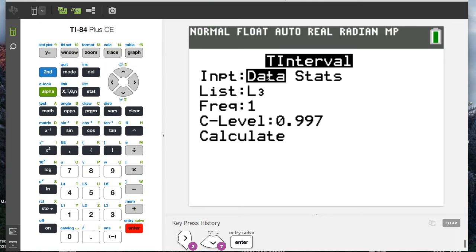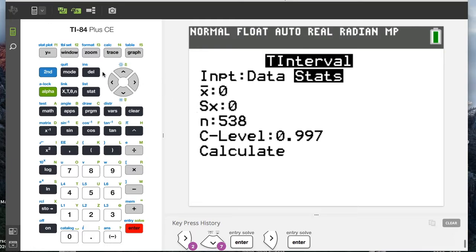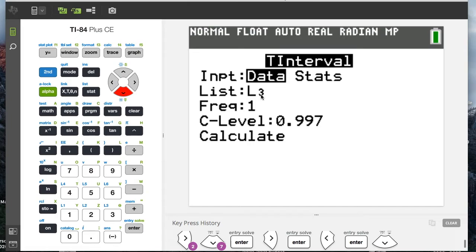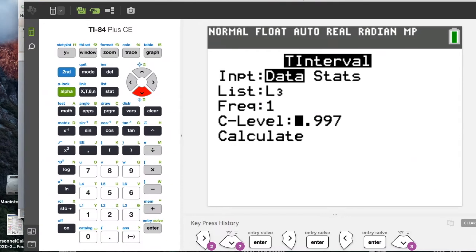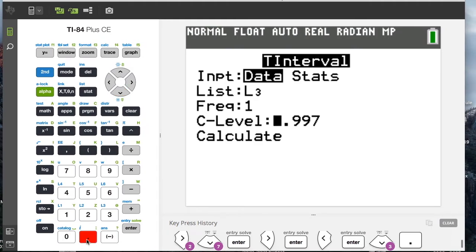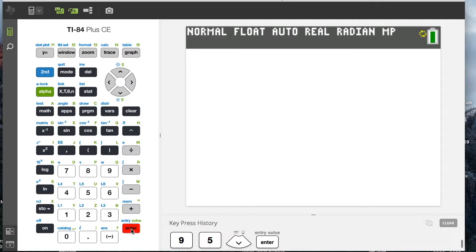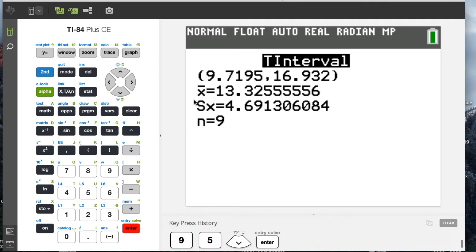And now I'm going to have data highlighted. If you highlight stats, it asks for summary statistics, which will be our next example. But here we're going to have data. Make sure you tell it the correct list. I have mine as L3 already. Frequency is 1, so make sure you just leave it as 1 or have it be blank, but don't have anything other than 1 or blank in there. Now the confidence level this time, we were looking for 95%, so I'm going to change this to 0.95, and calculate.